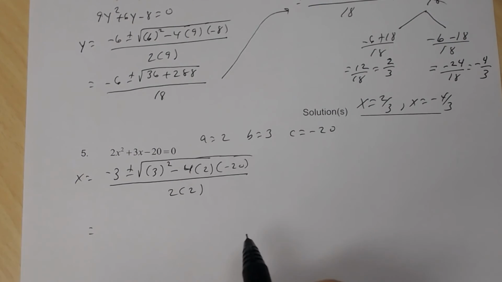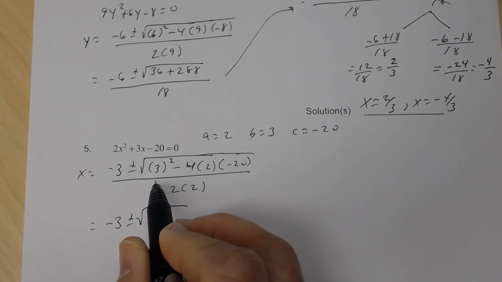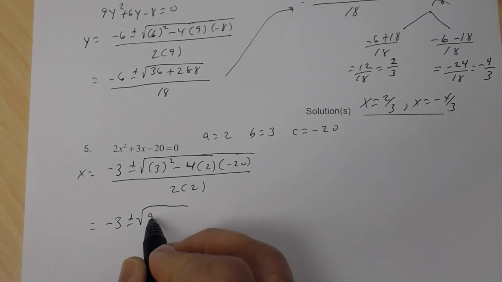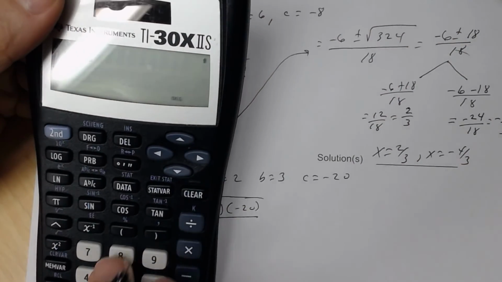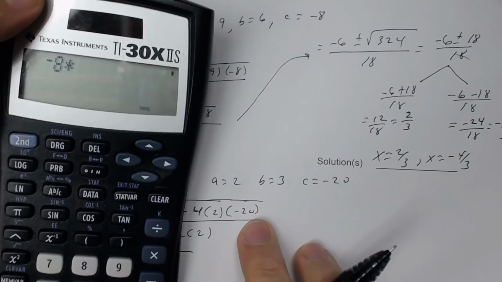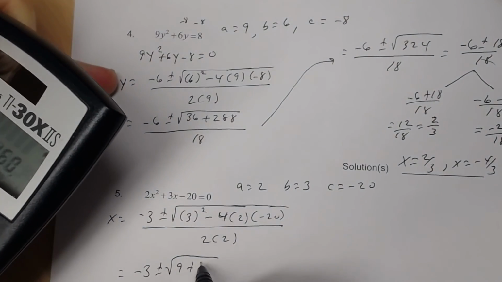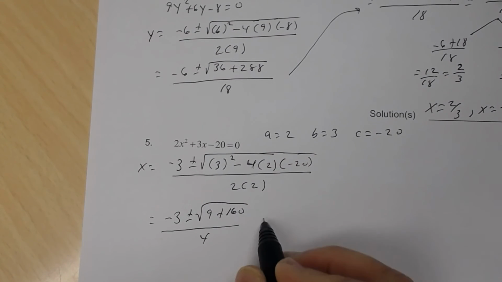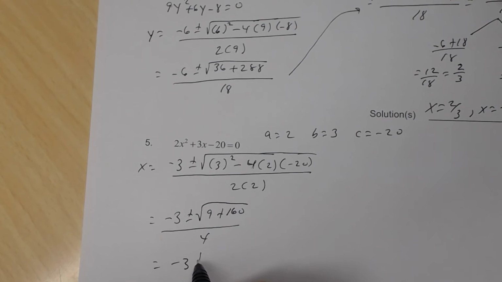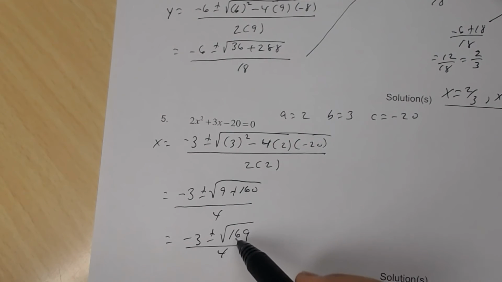So it's going to equal negative 3 plus or minus the square root of 3 squared, which is 9. All right, a negative 4 times 2 is a negative 8. And a negative 8 times a negative 20 is a positive 160. So I get 9 plus 160. All that's being divided by 4. So that's going to equal negative 3 plus or minus the square root of 169, divided by 4. All right, now again, we've got to simplify the square root of 169 if we can.